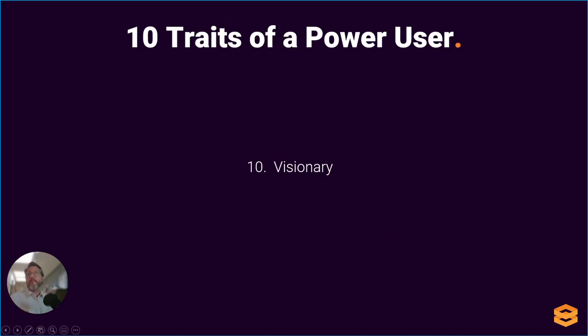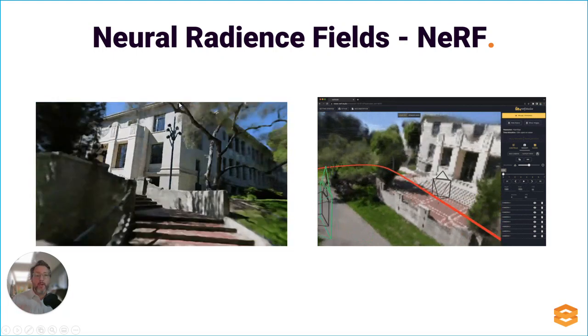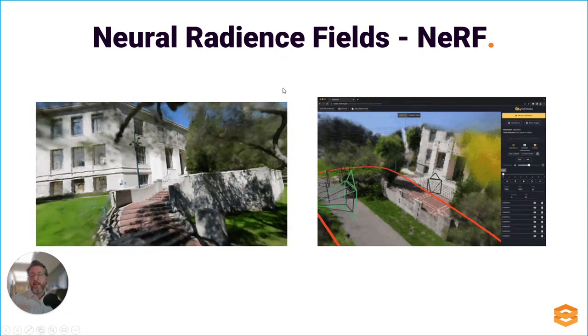An Avvir power user is going to be visionary. Now, this is differentiated from innovation just in that innovation is saying, hey, this thing just came out, let's try it. Visionary being looking to future technologies and preparing for them when they haven't even come out yet, like bringing together new technologies and methods, like fully autonomous capture and comparison, or like neural radiance fields, or NeRF.